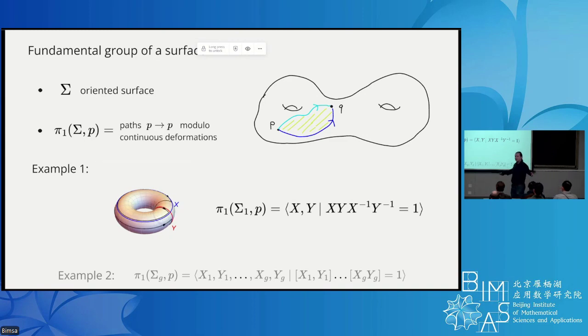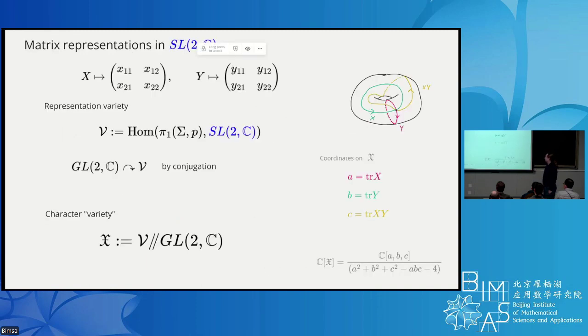Okay, but we're interested in the parallel transport function, right? So we want to assign some elements of a Lie group to our paths. So let's follow the logic and take the most basic example of a Lie group we can possibly imagine, and that would be SL2C.